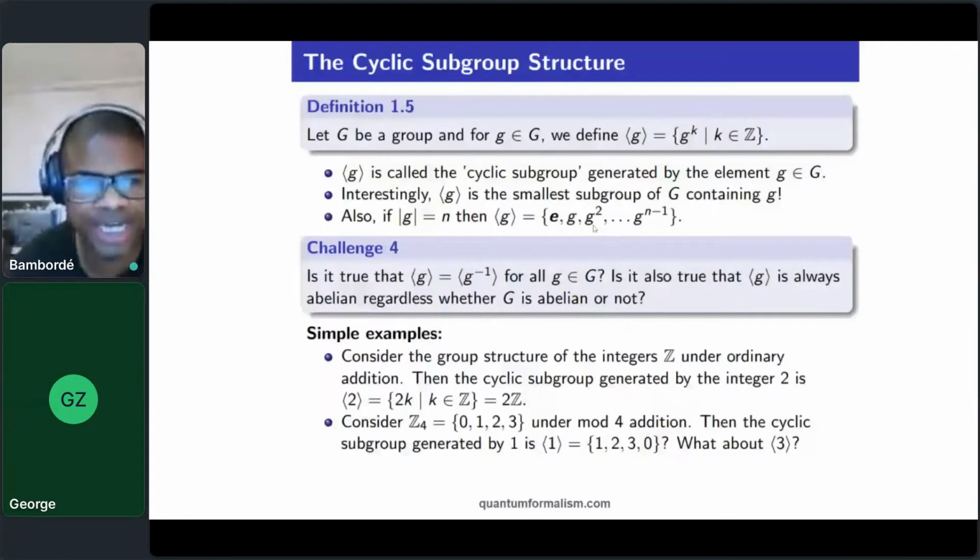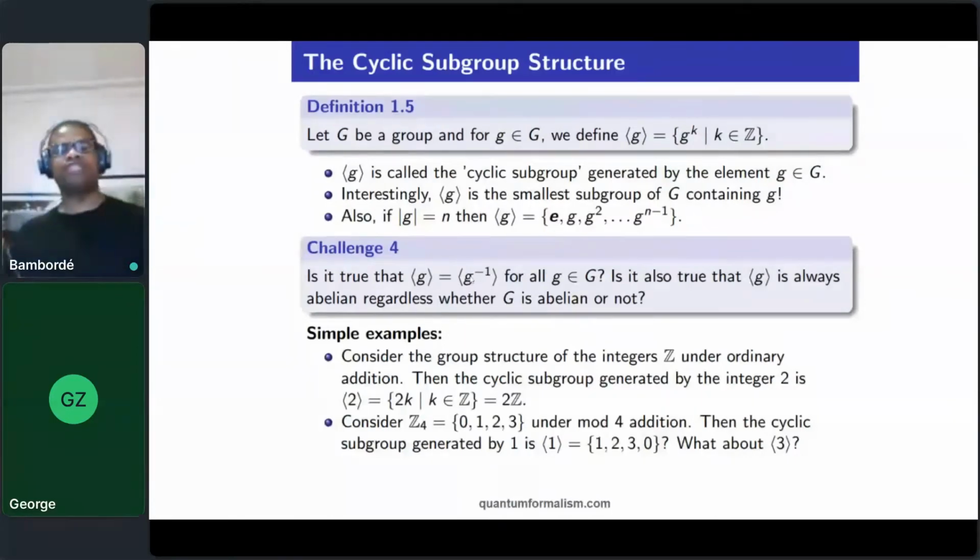Now, here's an interesting challenge for you. Again, I claim you should be able to verify this by looking at the properties of the exponentiation that we went through. Is it true that the cyclic subgroup generated by g coincides with the cyclic subgroup generated by the group inverse of g?